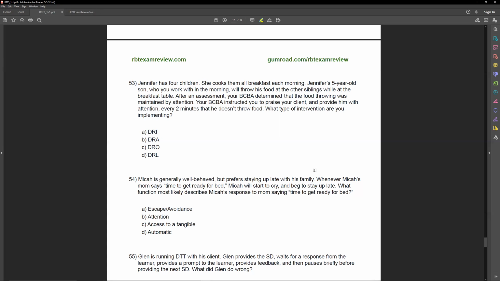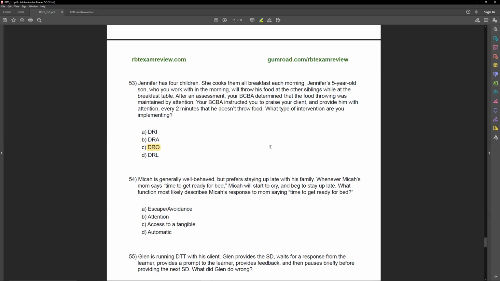Okay, so what does that represent? Well, our answer choices say we're looking for some sort of differential reinforcement procedure. So what is our strategy here? Well, let's start with DRO, okay? DRO is reinforcement for a behavior not occurring, okay? Ask yourself, are we reinforcing, okay, and providing him with something for behaviors not occurring? Yes, right? Every 2 minutes he doesn't throw food, we praise our client and provide him with attention, okay? So we are providing all these things for a behavior not occurring. That is a DRO, okay?